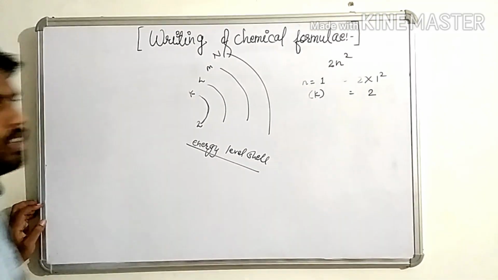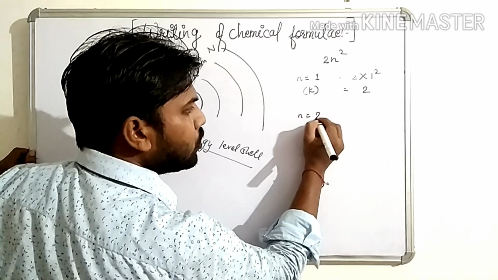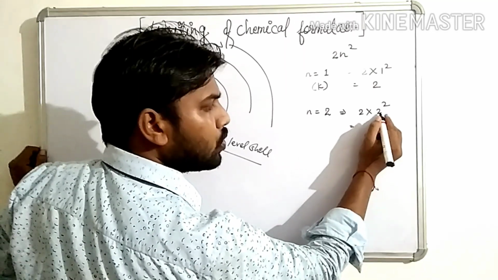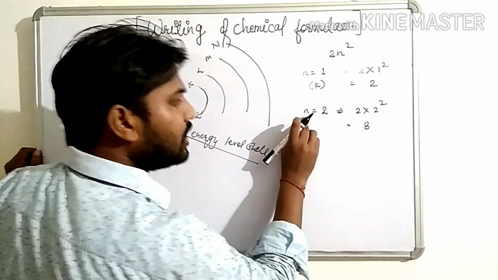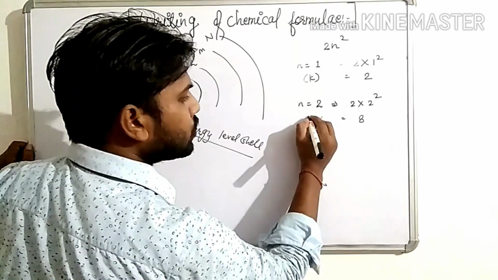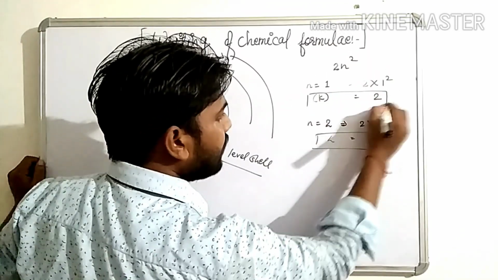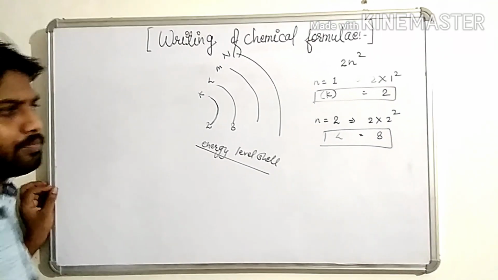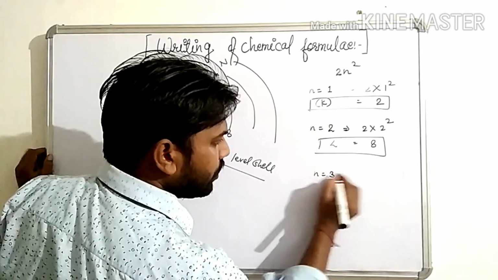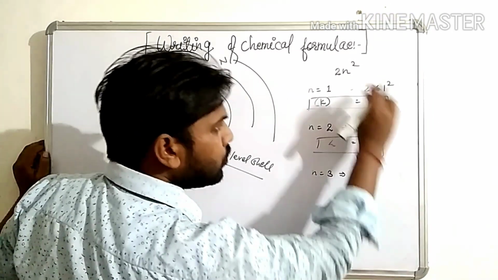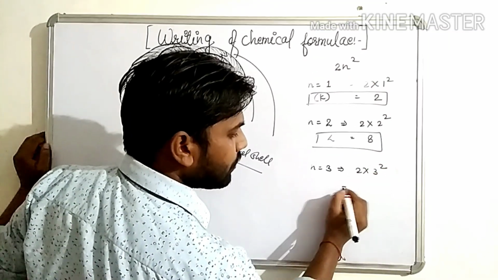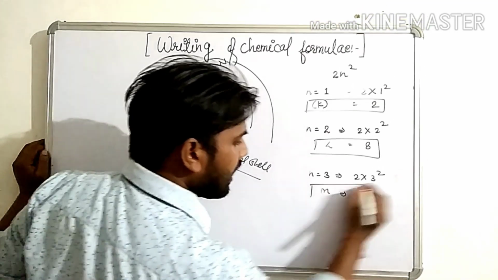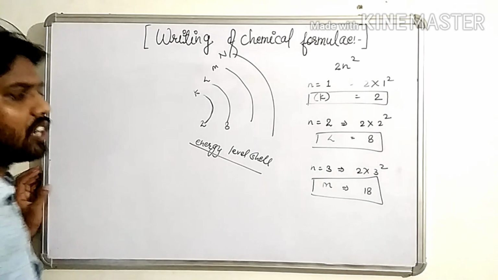Clear children? Now when n is equal to 2, we will get 2 into 2 square, 2 into 4, 8. Now n is equal to 2 means L shell. So L will accommodate 8 electrons in its shell. N is equal to 3, we will get 2 into 3 square, we will get 18. N is equal to 3 means M shell. M shell will accommodate 18 electrons.